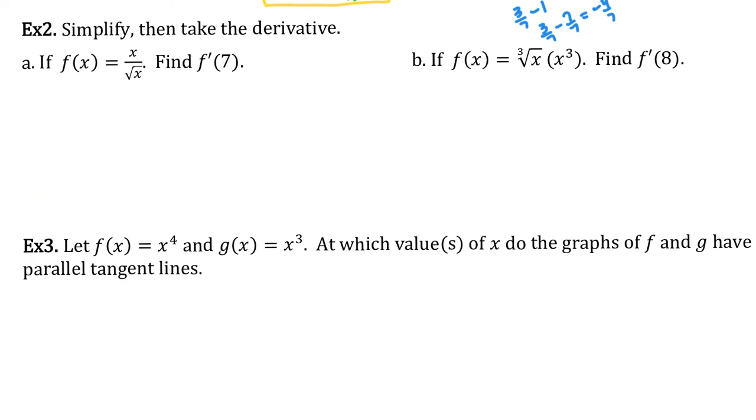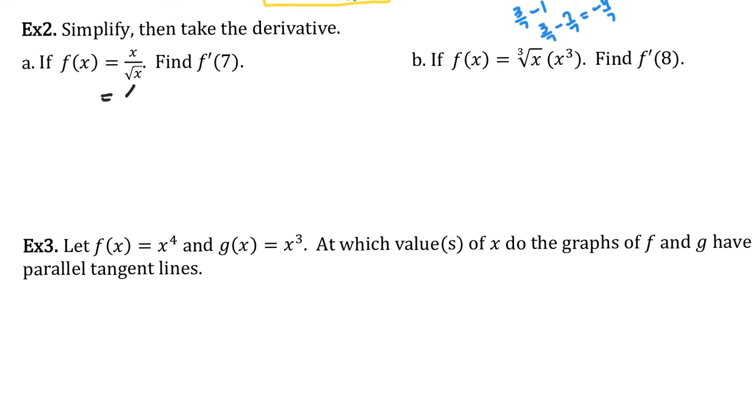Okay, for example 2, it says simplify, then take the derivative. Okay, this is the expression. This is f of x equals x over root x. I want to find f prime of 7. So I need to find the derivative of f of x, and then I'm going to substitute in 7 to find the actual value there. But I can't do the power rule on this, so I'm going to rewrite it.